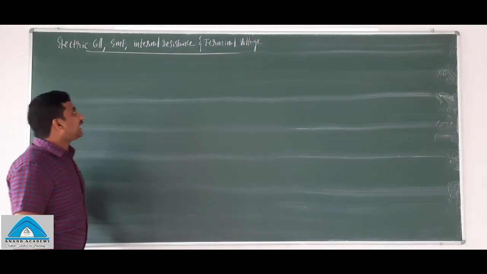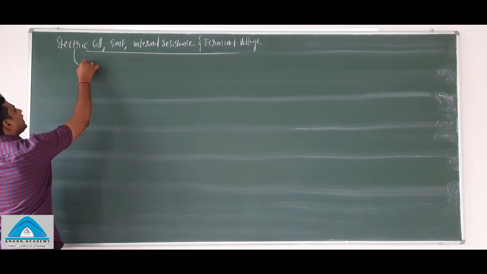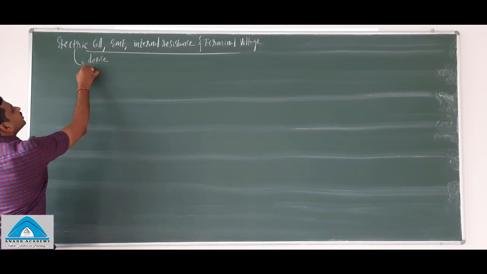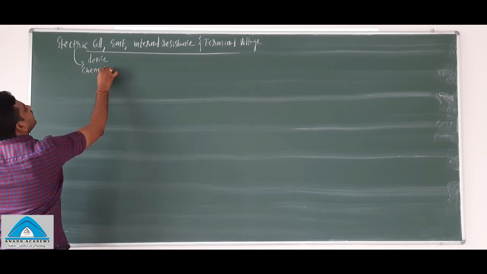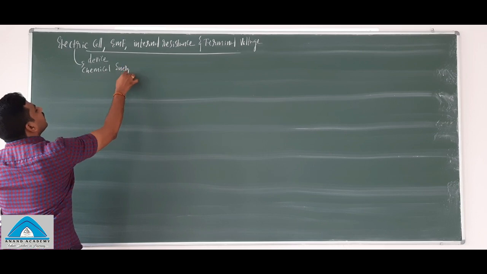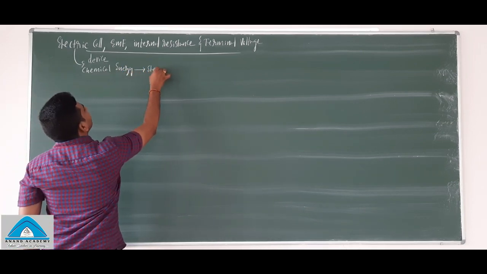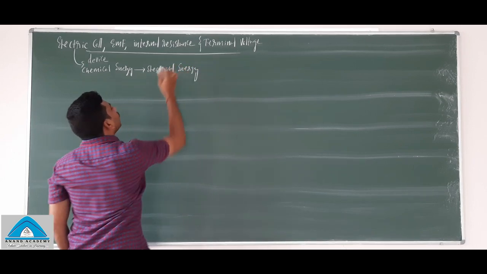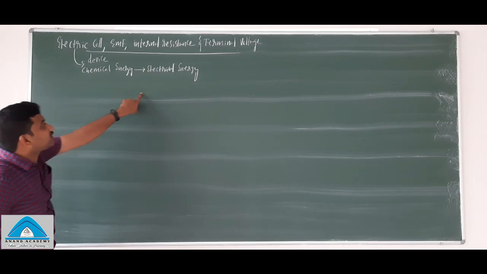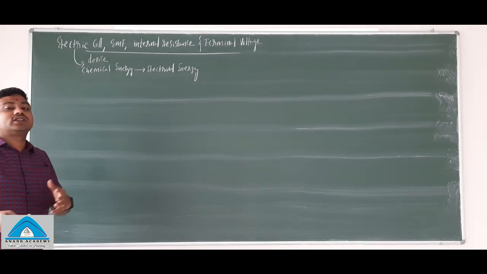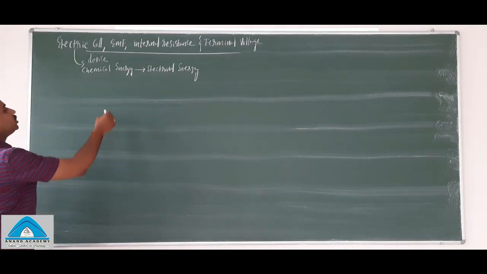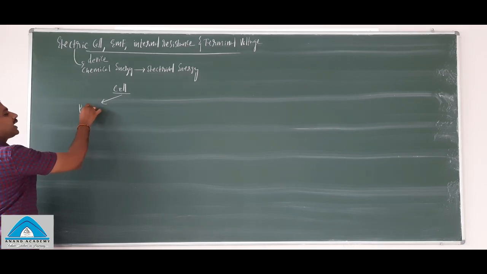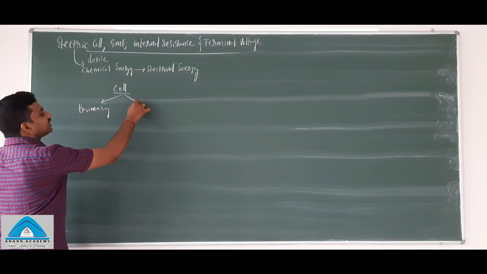So let us start. Electric cell, I am writing here: an electric cell is a device which can convert chemical energy into electrical energy. I told you that there are some cells which can convert electrical energy back into chemical energy, and let me write here what the types of those cells are. Electric cells are divided into two types: the primary cells and the secondary cells.